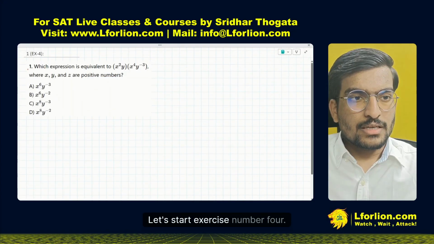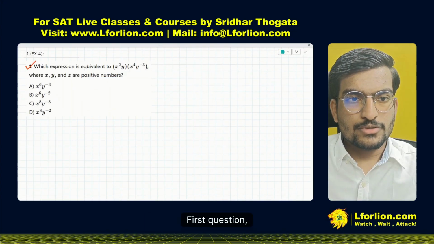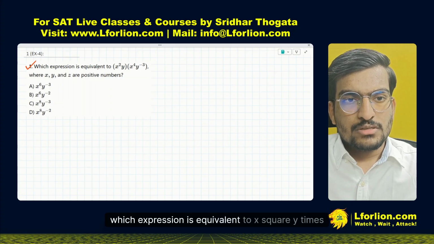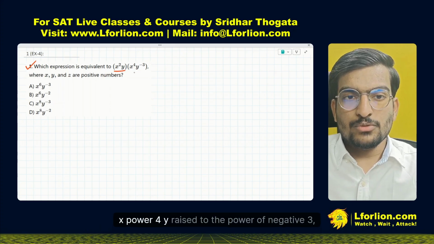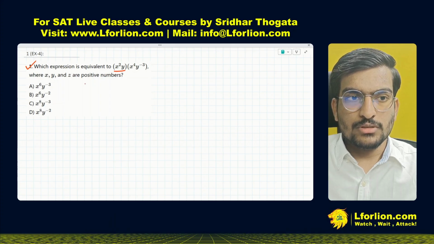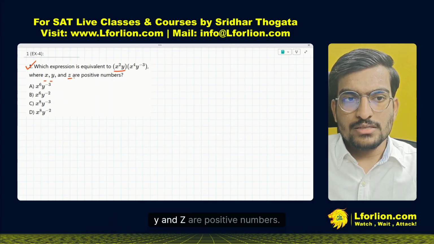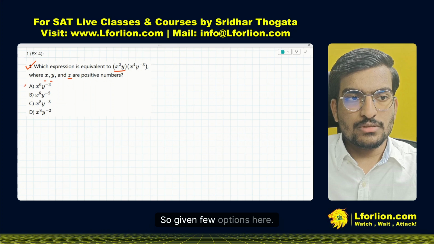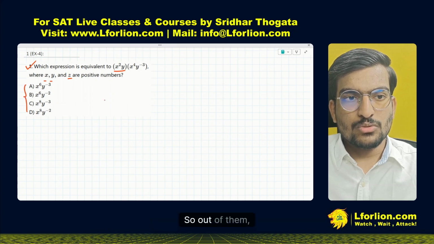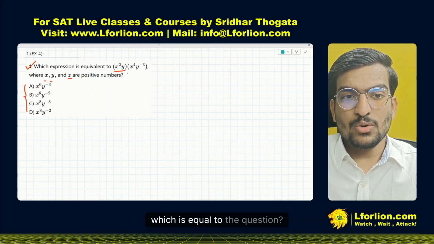Let's start exercise number 4. First question: which expression is equivalent to x square y times x power 4 y raised to the power of negative 3, where x, y, and z are positive numbers? So given a few options here, which of them is equal to the question?